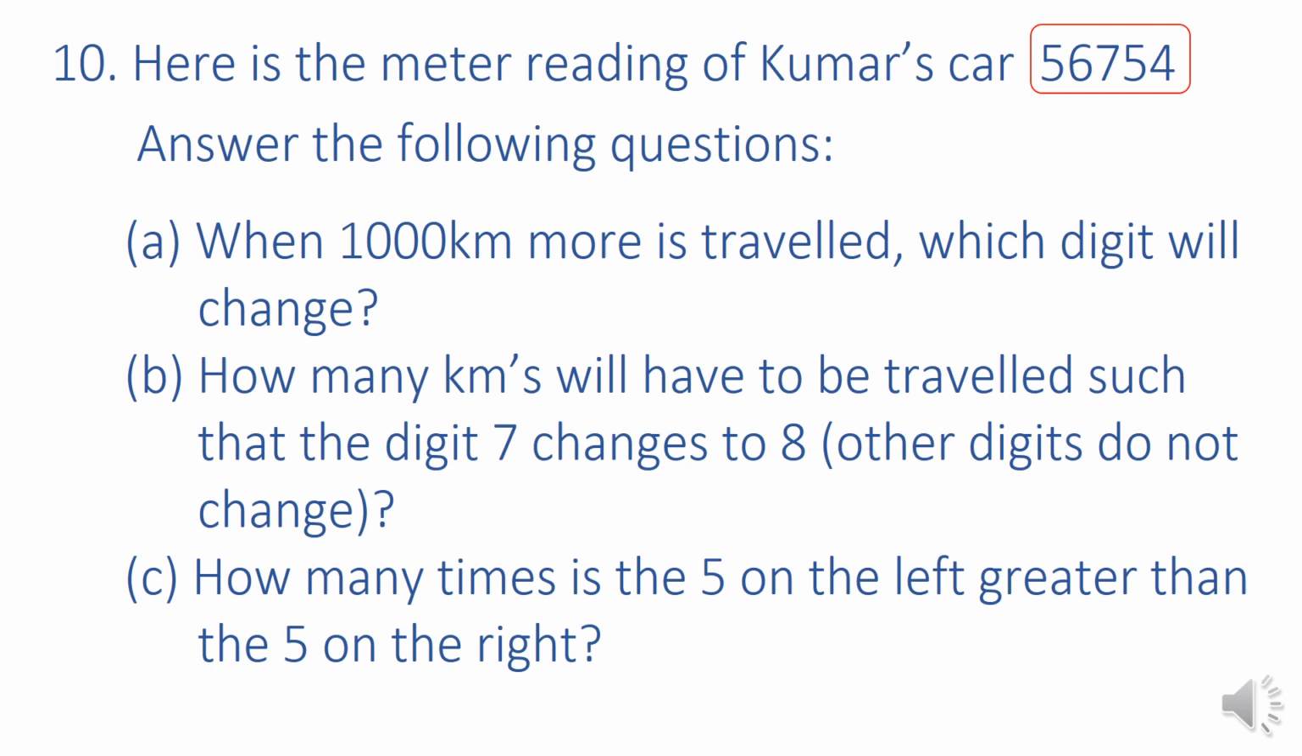56,754. Answer the following questions. A. When 1,000 km more is travelled, which digit will change? B. How many kilometers will have to be travelled such that the digit 7 changes to 8? Other digits do not change. C. How many times is the 5 on the left greater than the 5 on the right? This is our question.